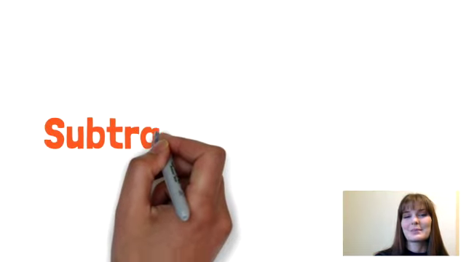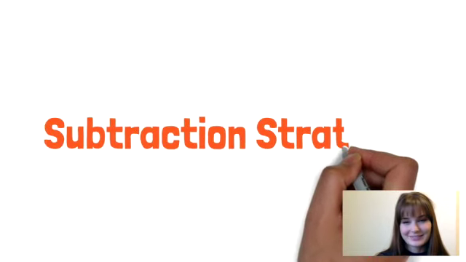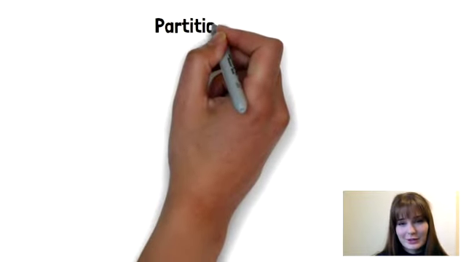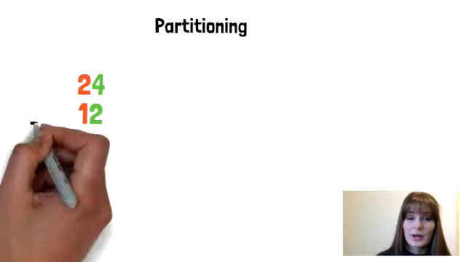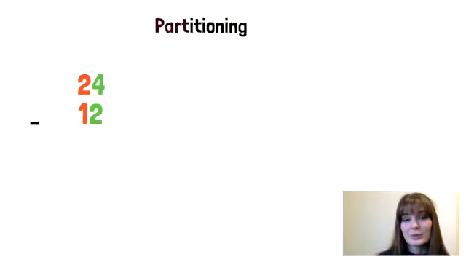Let's go through some subtraction strategies. So the first one we're going to look at is partitioning, which we did the same with addition. So today we're working with subtraction. We're going to go 24 take away 12. Remember, partitioning is breaking those numbers into their parts.